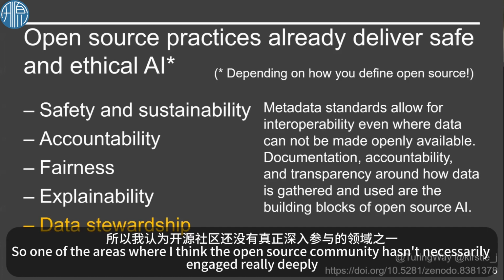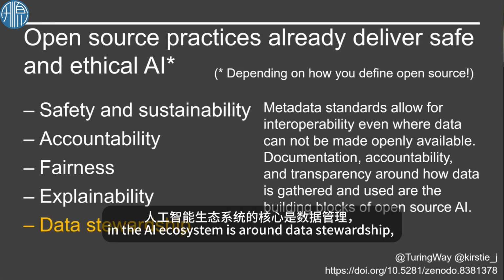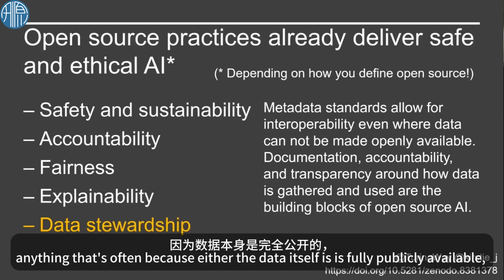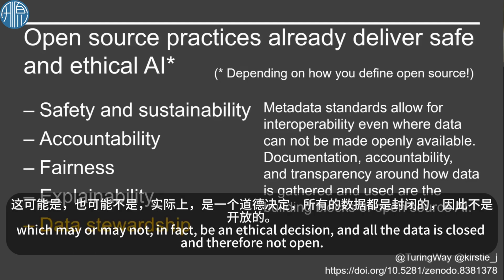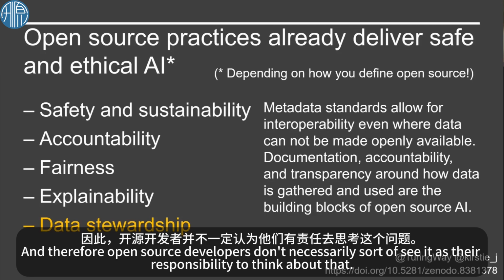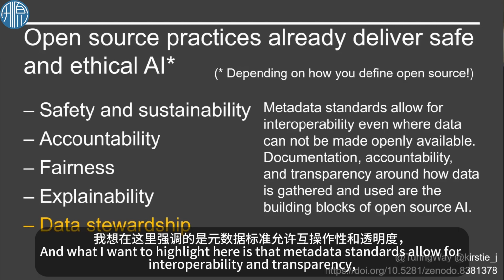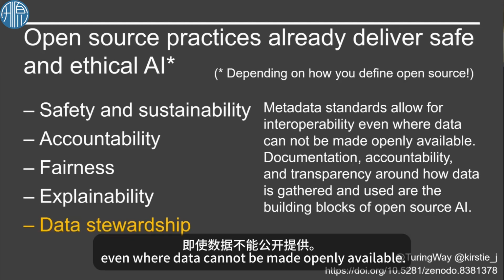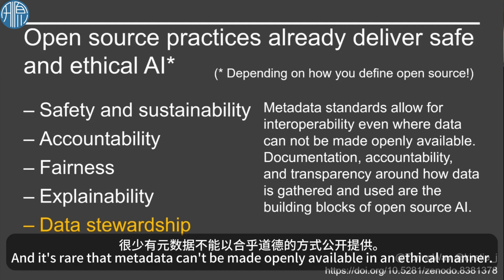So one of the areas where I think the open source community hasn't necessarily engaged really deeply in the AI ecosystem is around data stewardship. And I think that's often because either the data itself is fully publicly available, which may or may not, in fact, be an ethical decision, or the data is closed and therefore not open, and therefore open source developers don't necessarily see it as their responsibility to think about that. And what I want to highlight here is that metadata standards allow for interoperability and transparency, even where data cannot be made openly available. And it's rare that metadata can't be made openly available in an ethical manner.